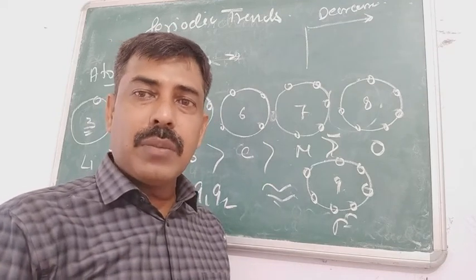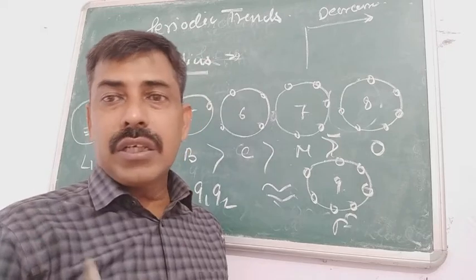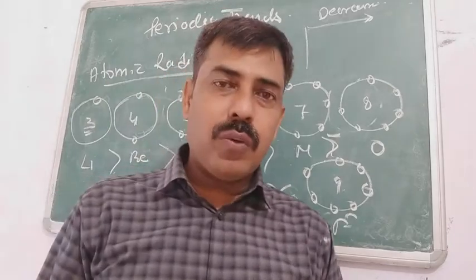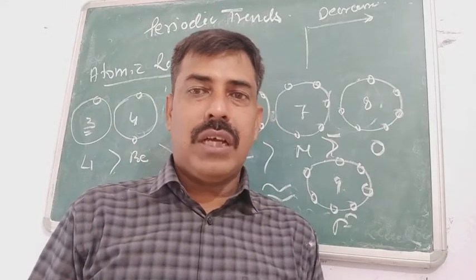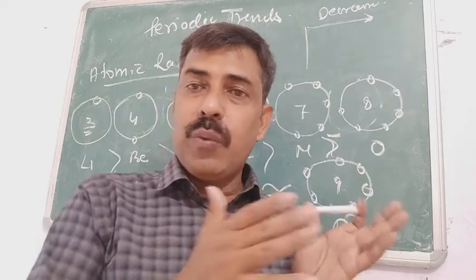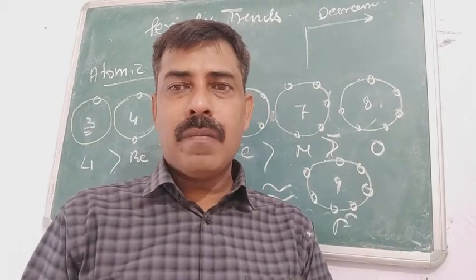And what is the reason for that decrease? The increasing effective nuclear charge. Due to the increasing effective nuclear charge, the atomic radius of the atoms decreases, moving from left to right.